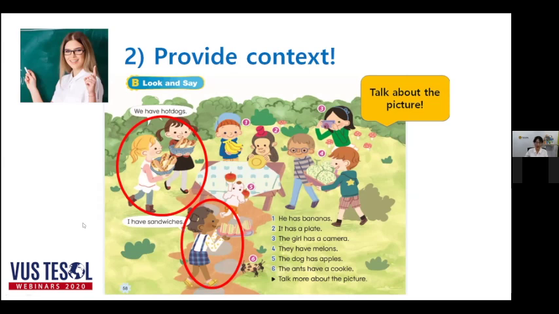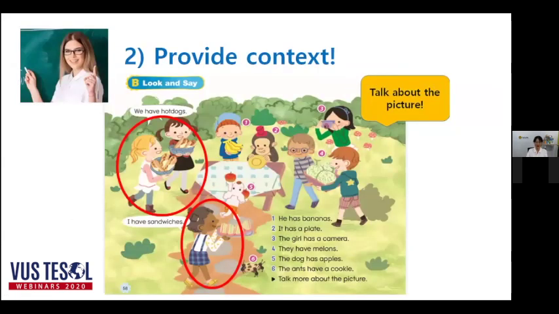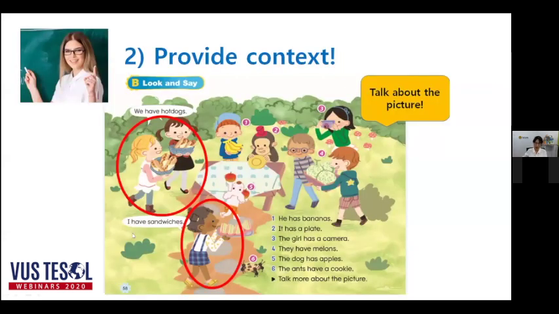Now let's compare this with this. Sorry. Here we have hot dogs. I have sandwiches. There's no context. But if you provide context, then it's easier to understand. So provide the context. You can talk about the pictures. So let's talk about the pictures here.